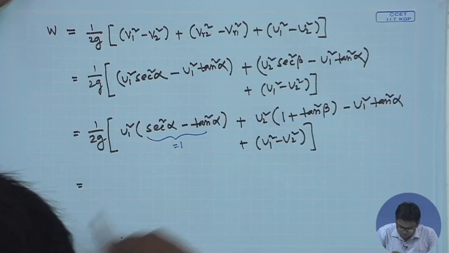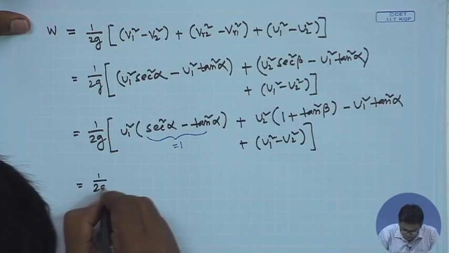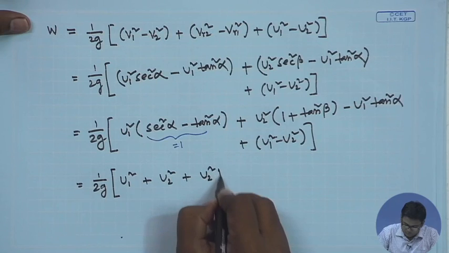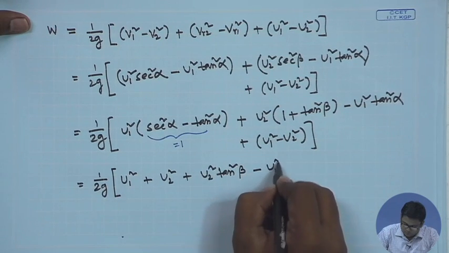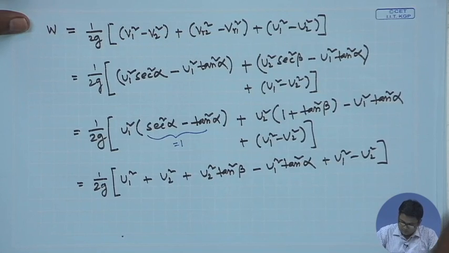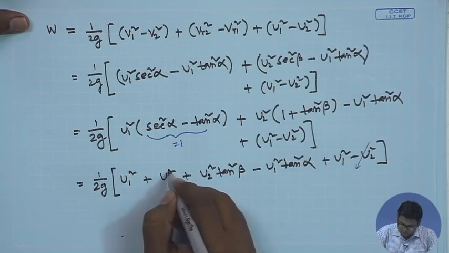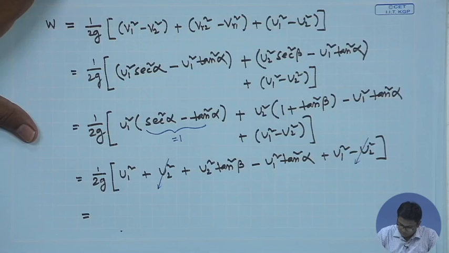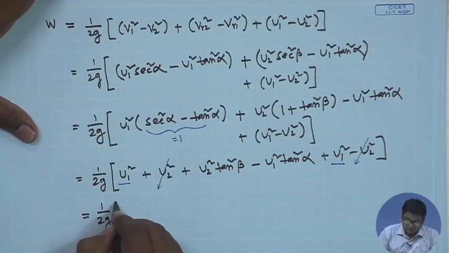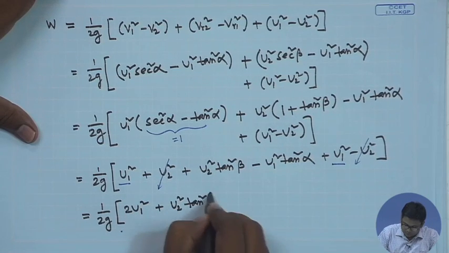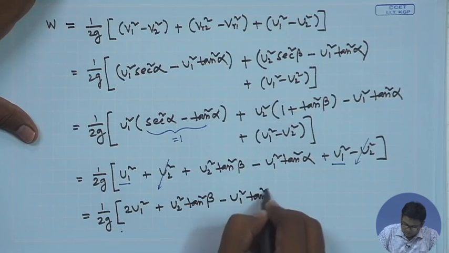So sec square alpha minus tan square alpha is nothing but 1. Simplifying this expression we obtain U1 square plus U2 square plus U2 square tan square beta minus U1 square tan square alpha plus U1 square minus U2 square. So this U2 square and this U2 square get cancelled, and another thing to note is that there is one U1 square and another U1 square. So 1 by 2g times (2 U1 square plus U2 square tan square beta minus U1 square tan square alpha).